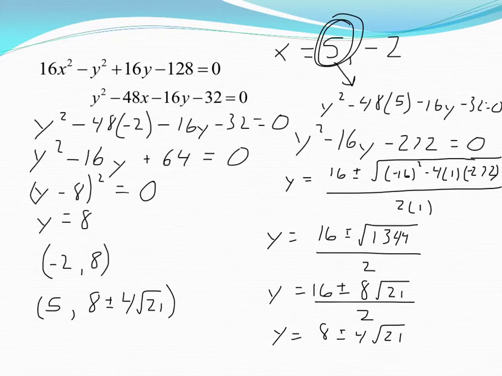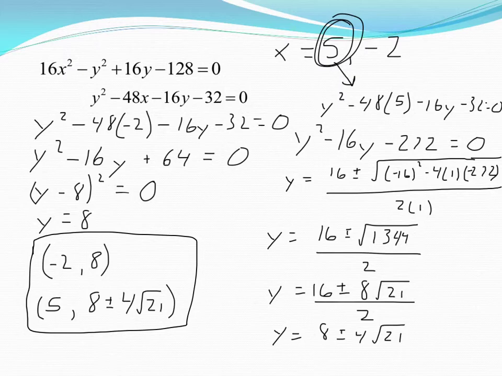We have a total of 3 solutions. Remember, these 3 ordered pairs are solutions of both of the equations and represent the points of intersections between the 2 conic sections, the hyperbola, the first one, and the parabola, the second one. Let's take a look at the graph.